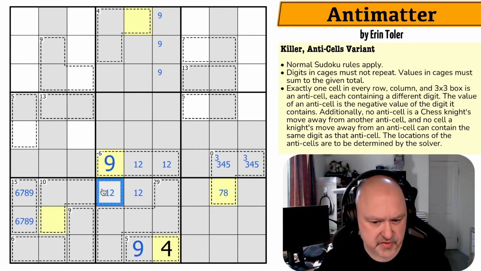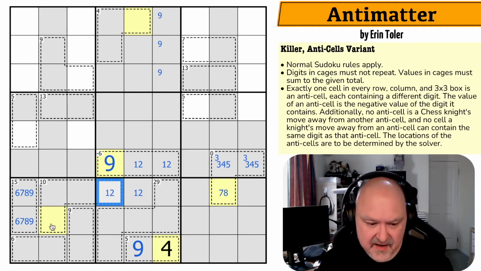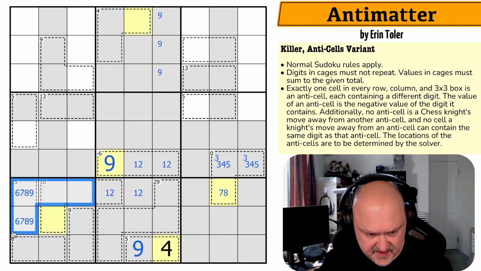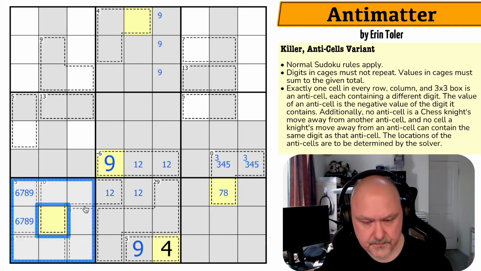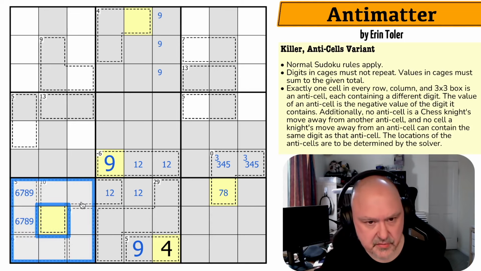Because this is 1 or 2. Math. This is the math I was warned about. If this is a 1, these already sum... This can't be a 1, because if this is a 1, these sum to... This box sums to 43, and that doesn't work.